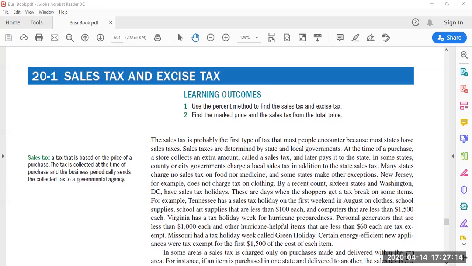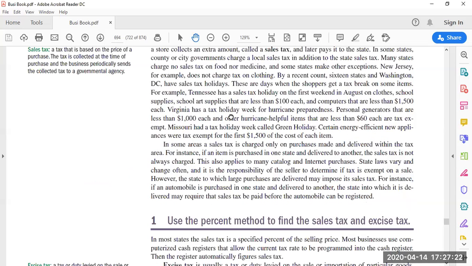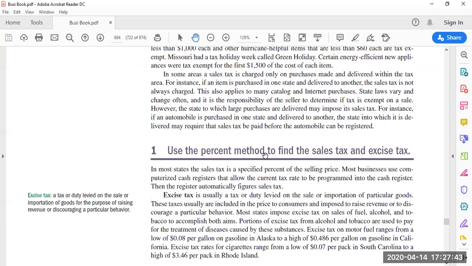It's important to know that each state is different from the others, so you will have some states providing this where other states don't. Some states don't even have sales tax at all, so there's no need to have that. Once we consider that the state that you're in has a sales tax, let's look at this simple method to find the sales tax and the excise tax.